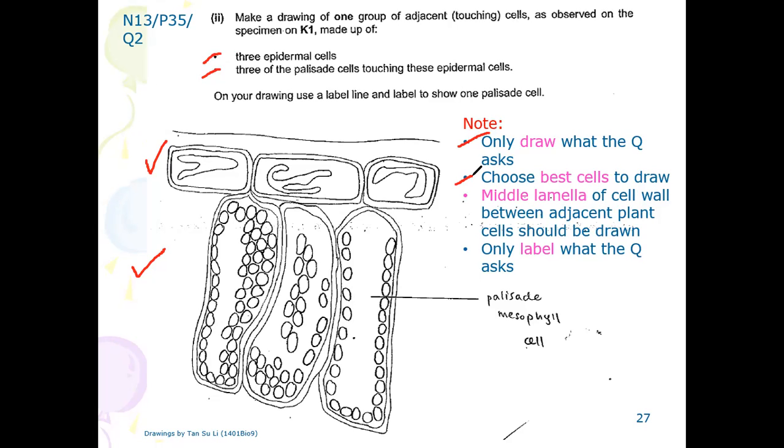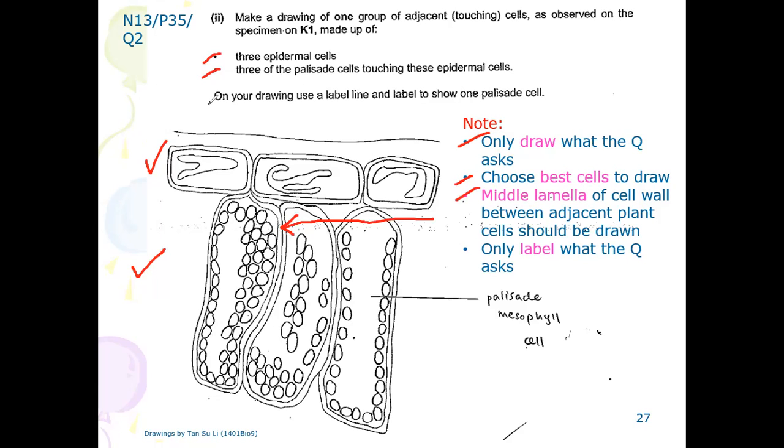So you have to scan around the slide and look for an area that's very clear and draw it. And every time you draw a plant cell, you need to draw the middle lamella, which is this one here. Then you say, teacher, I cannot see the middle lamella. You cannot see because you have not focused it to the sharpest possible using the microscope. So you have to learn how to do that.